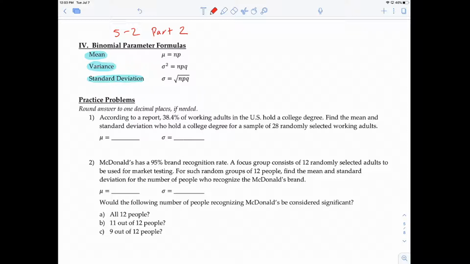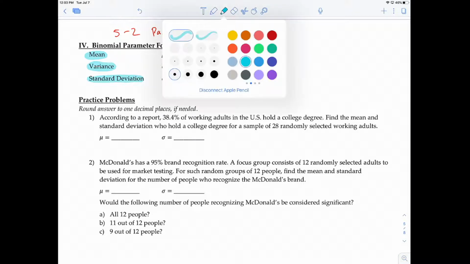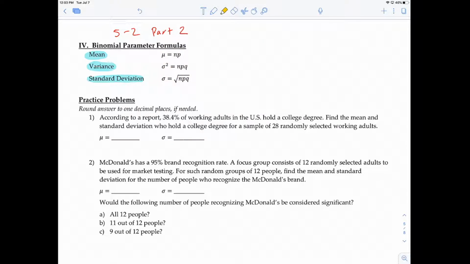All right, so problem number 1, I'm just going to jump right into doing some practice problems. It says, according to a report, 38.4% of working adults in the U.S. hold a college degree. Find the mean and standard deviation of those who hold a college degree for a sample of 28 randomly selected working adults. So we have a sample of 28 adults, and we want to figure out what's the mean number of adults with a college degree that we would expect.